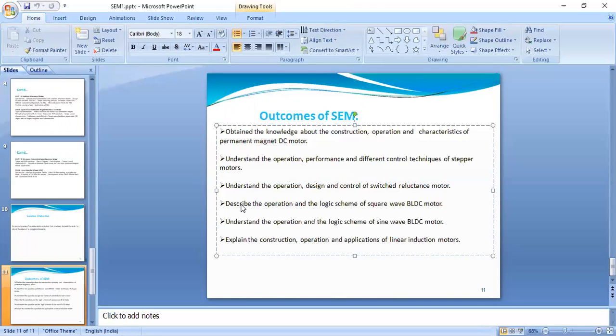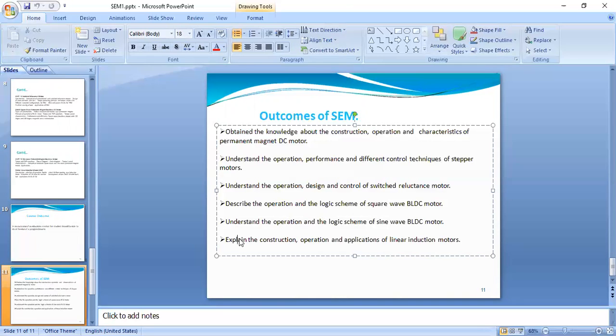The next one is the course outcome for which the student is able to describe the operation. He should be in a position to explain the operation of the brushless DC motor, the square wave brushless DC motor, and also explain the logic scheme of the square wave brushless DC motor. The next one is course outcome 5. He should be able to understand the operation and logic scheme of the sine wave brushless DC motor. That is course outcome 5.